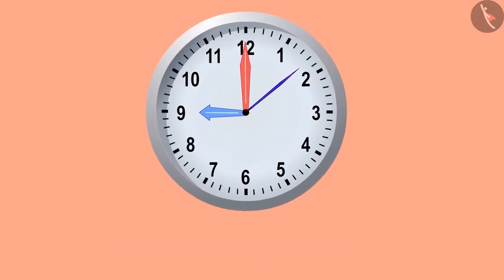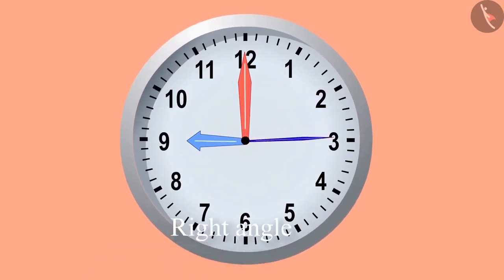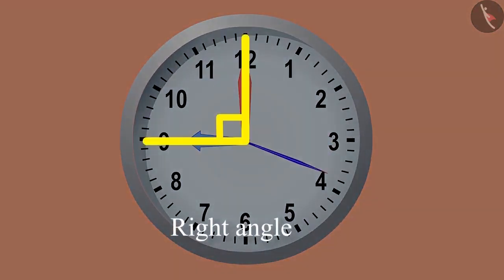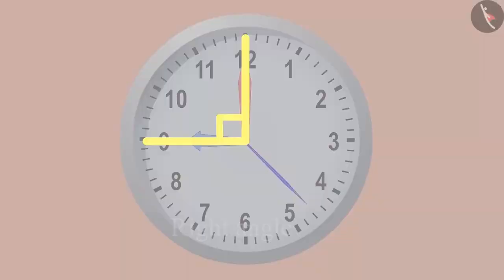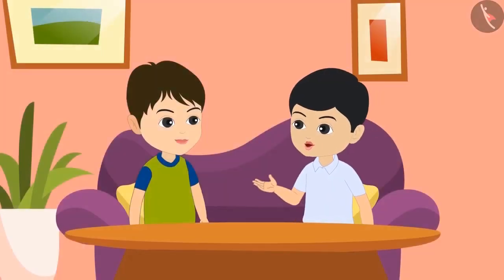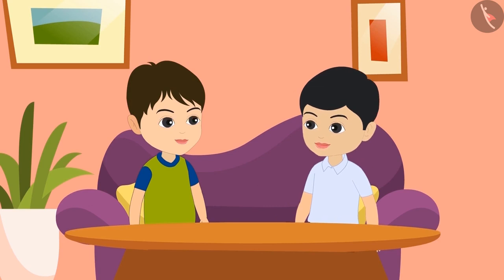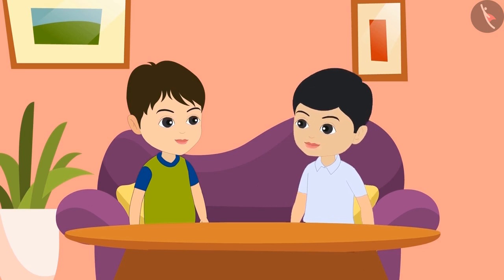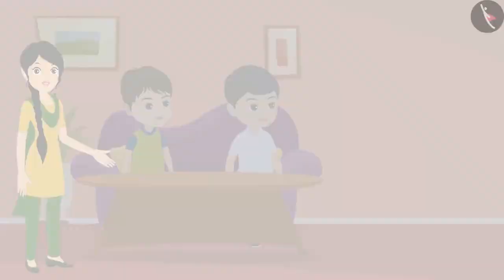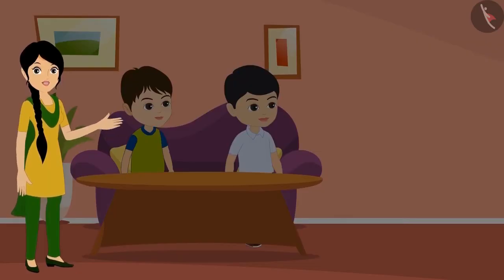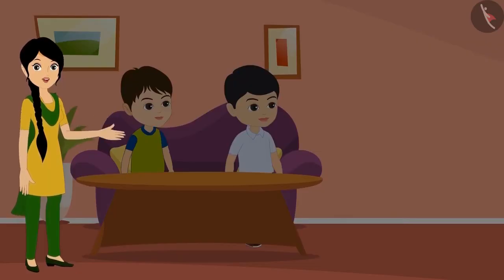Golu, did you observe one thing? If we look at the hands of the clock, they are making a right angle. Yes, it is a right angle. Are there any other angles in the clock, Bholu? Golu and Bholu carefully observe the hands of the clock and then their uncle enters the house.